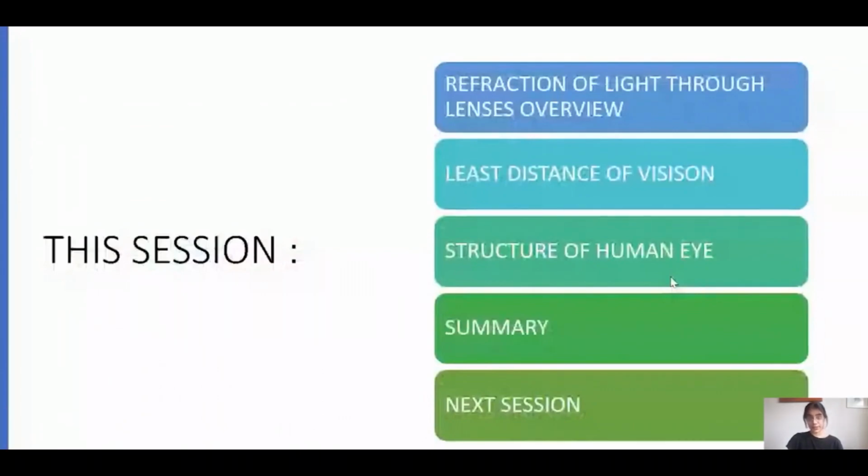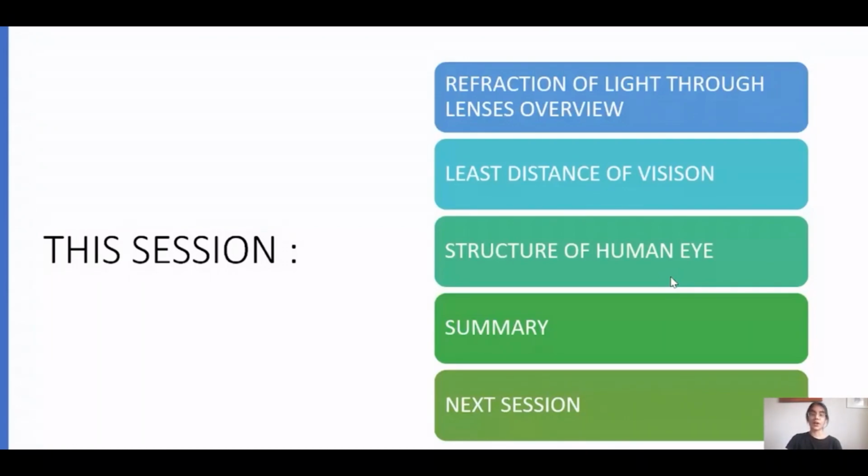In this particular session, we would be discussing, as I told you, refraction of light through curved surfaces. Mostly we would be discussing refraction as a base phenomenon, and what lenses are, and how refraction takes place through lenses, and how do rays behave when they pass through a certain lens. Then we will talk about what least distance of vision is. Means what is the smallest distance at which you can see an object clearly.